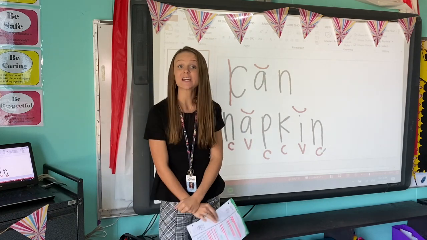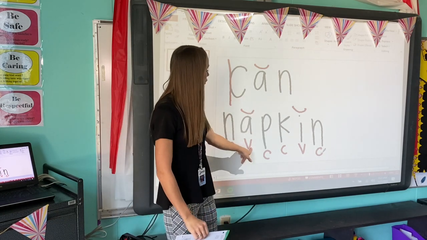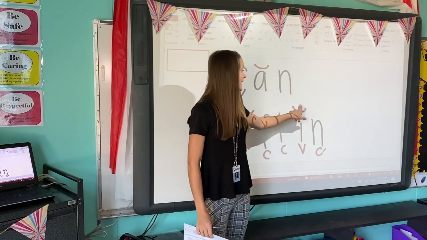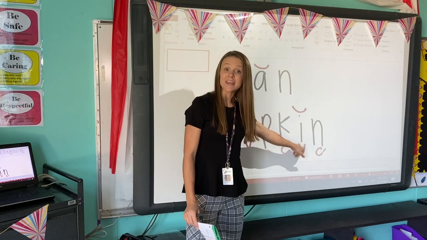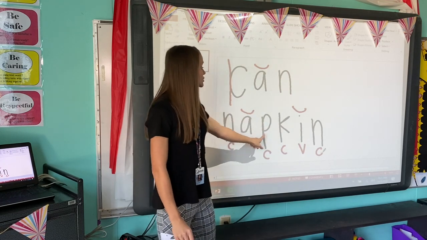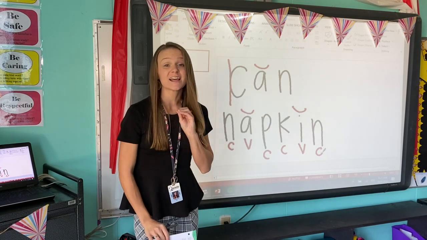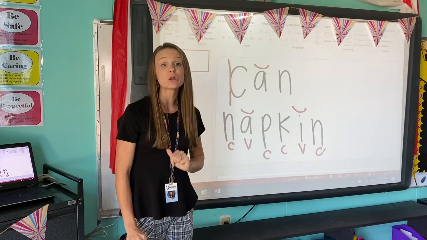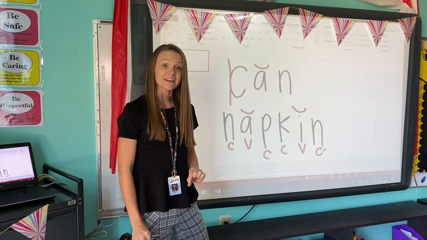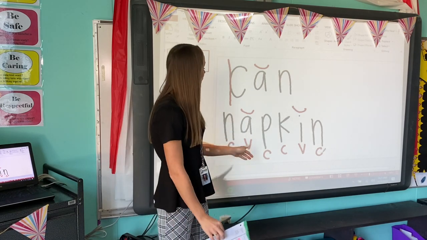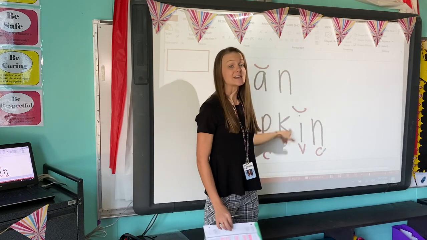So now we can look at this word and see what kind of pattern we have. This word has vowel, consonant, consonant, vowel. So we call this a VCCV word because it's vowel, two consonants, and another vowel. So we're going to draw our division line to separate the two syllables in this word. We always draw our division line between the two consonants.